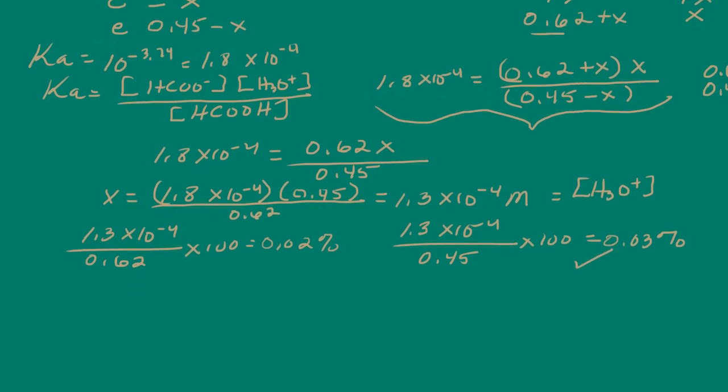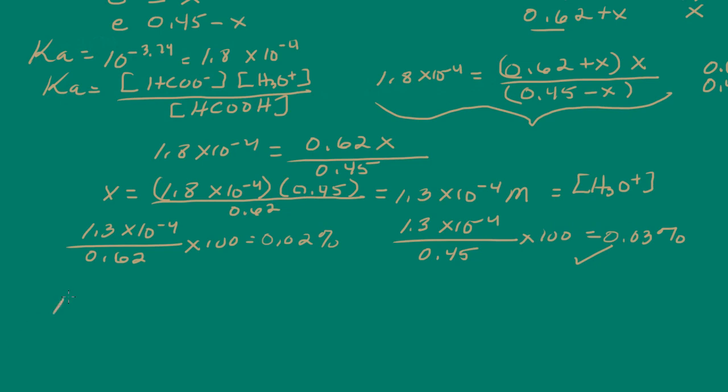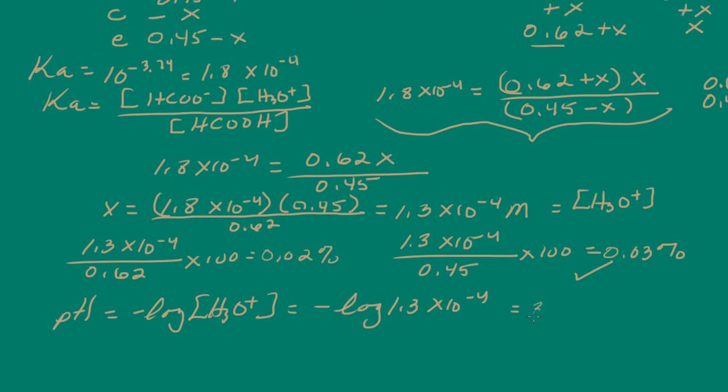So we can go ahead now and calculate the pH. And the pH is going to be the negative log of the hydronium ion concentration, and that is the negative log of 1.3 times 10 to the negative 4, and that gives us a pH of 3.89.